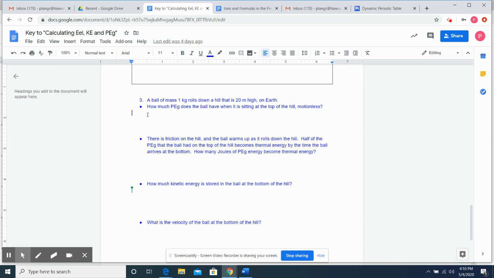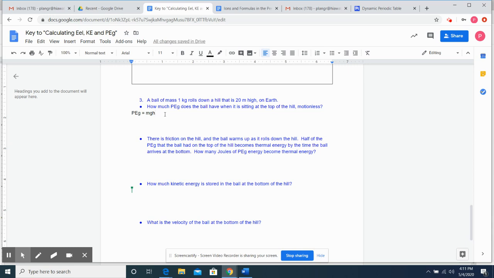So the first part of it says, a ball of mass 1 kilogram rolls down a hill that is 20 meters high and it's on Earth. Well, how do we figure out the gravitational potential energy it will have when it's at the top of the hill? Well, we know that the gravitational potential energy equals the mass that the rock has, the gravity on whatever planet it's on, and the height that it happens to be up the hill.